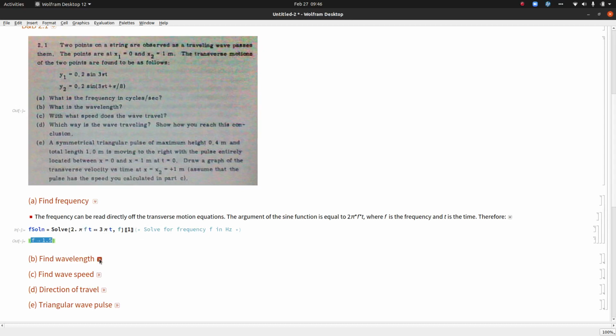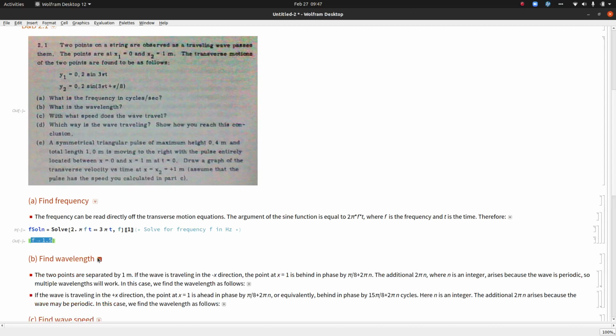Next, we will want to find the wavelength, and to do that, we're going to be looking at the phase separation between these 2 waves. These 2 waves are out of phase. That's going to happen since they're not at the same point, and they're going to be out of phase by a certain amount depending on the wavelength. Now this part gets very tricky because we have a sine function and sine functions are periodic. So we've got to take that into account. Also, the wave could be traveling in the positive or the negative direction, and we've got to take that into account as well. So the 2 points are separated by 1 meter.